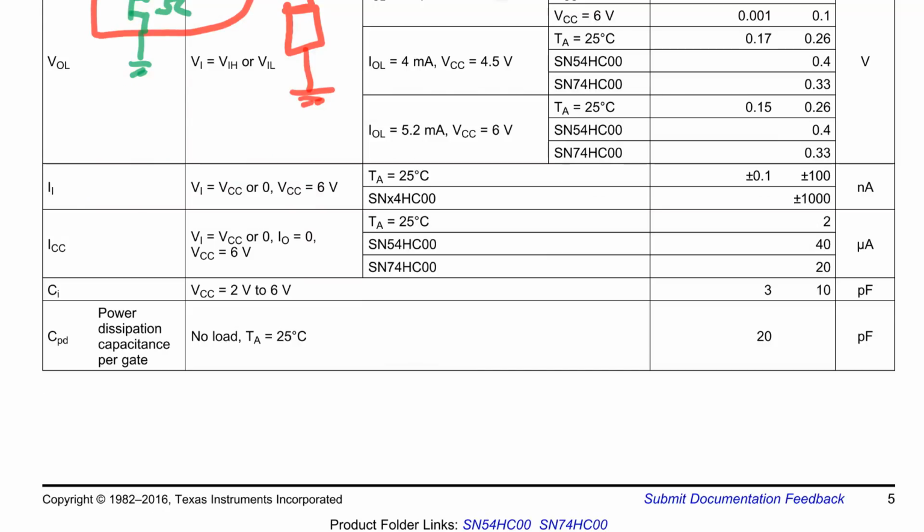All right, let's look at II here. Once again, I is current, and the little I there is input. So the current on the input, i.e., effectively the input resistance. And once again, they give you a range over that's valid.